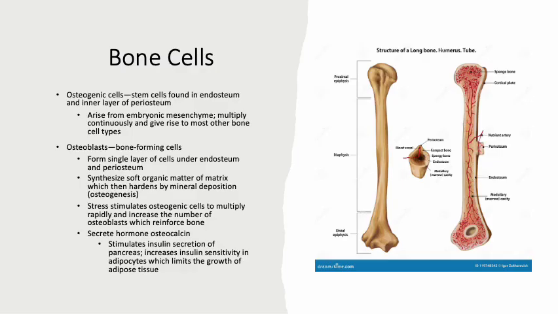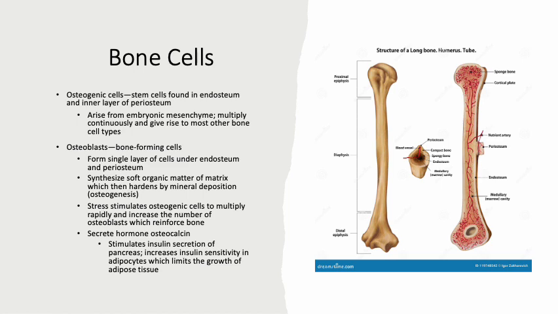So osteogenic cells are just bone stem cells. Basically, they're stem cells found in the endosteum or the inner layer of the periosteum of your bone, and they come from embryonic stem cells. They multiply continuously and give rise to other bone types of cells. So all bone cells start as an osteogenic cell, which is just a classified stem cell. Basically, it's a stem cell that has decided, okay, I'm going to be a bone cell, and then it gives way to one of the other 3 types of bone cells. That's osteogenic. It's like a baby bone cell.